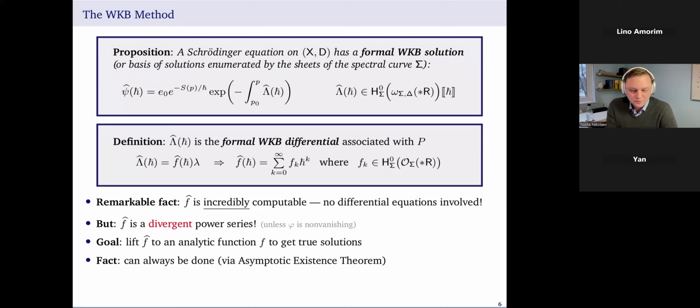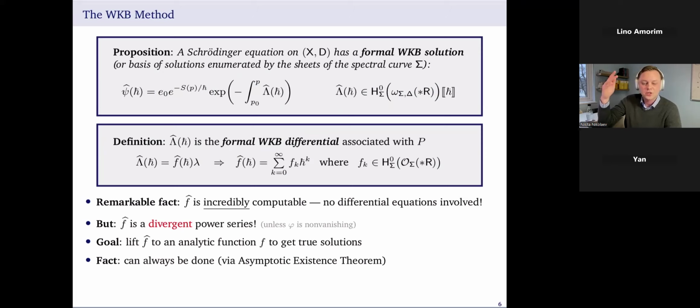Well, okay, so the first fact is that this can actually always be done. The fact that such a lift exists is a relatively simple, very classical fact from asymptotic analysis. It's called the asymptotic existence theorem. You can always lift a formal power series, an asymptotic series, to a true holomorphic function. So you start with f hat, you lift it to some f tilde, which is an arbitrary lift that is not necessarily going to be a solution to your differential equation.